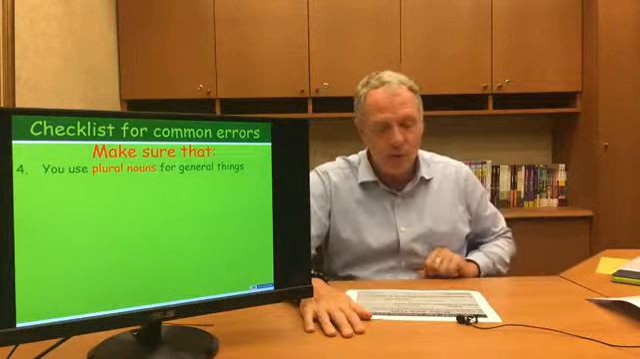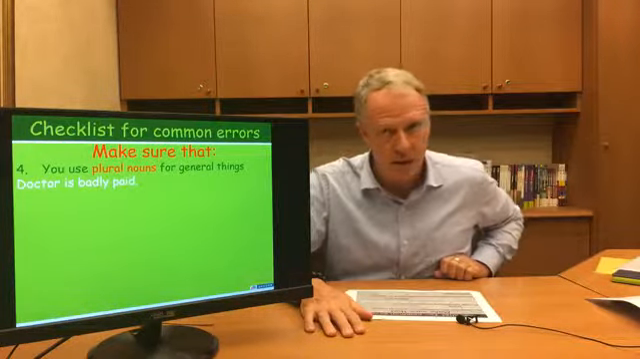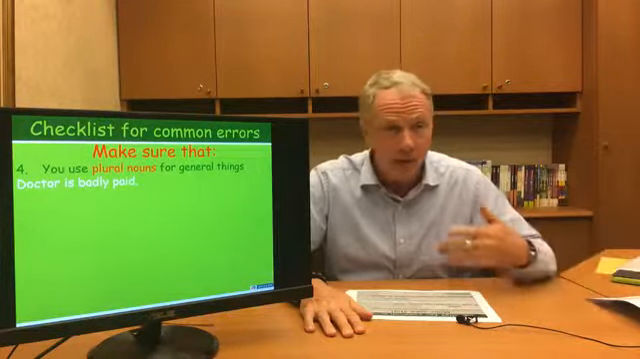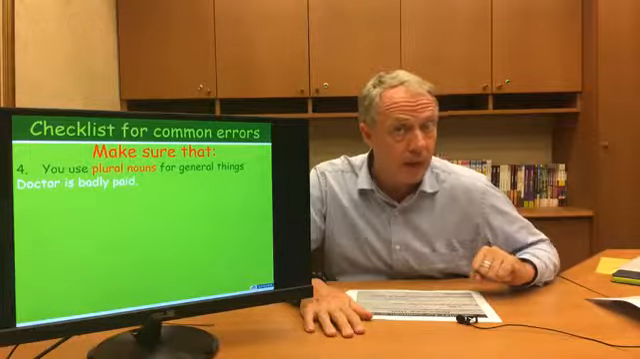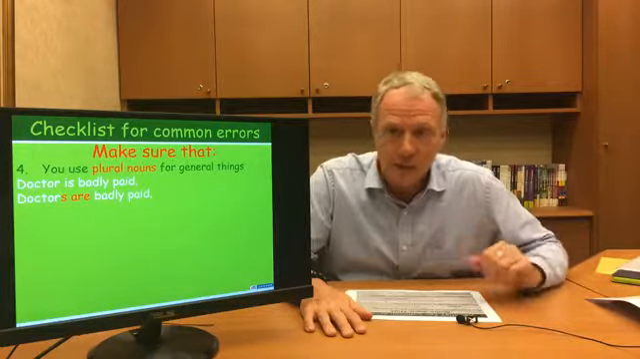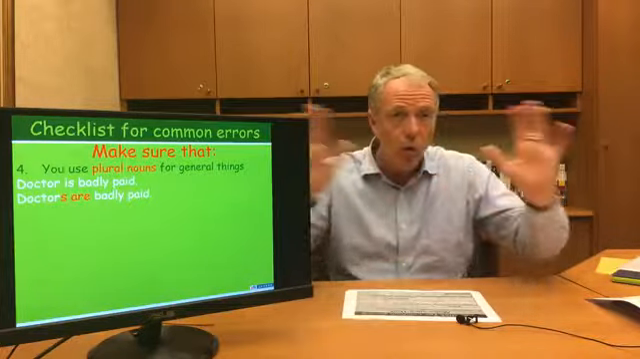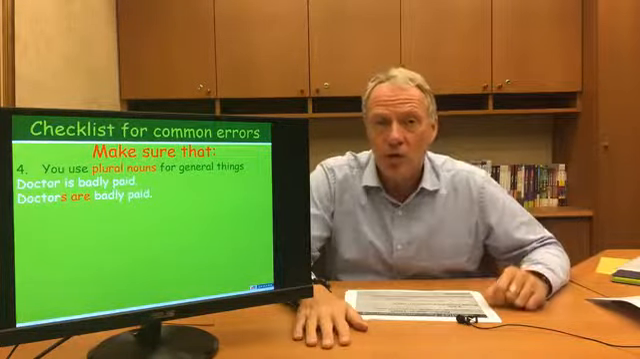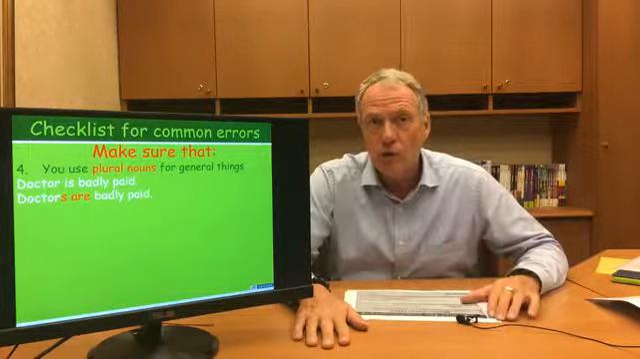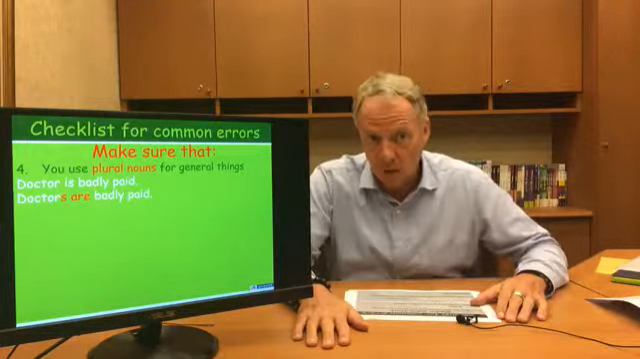Here's an example. Look, doctor is badly paid. Now, when I see this sentence, doctor is badly paid, I will immediately think, which doctor? So that's not general, 对不对? Now, here's the correct sentence. Doctors are badly paid. And when I see this sentence, because there is a S, I know that you mean all doctors in general, not just one specific doctor. So please remember to use plural nouns to write about general things. Okay?